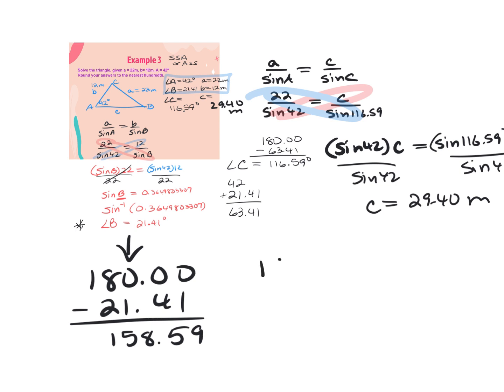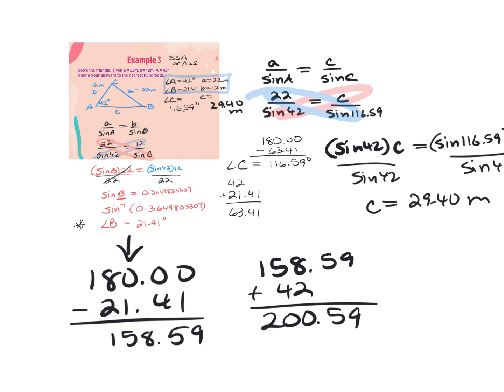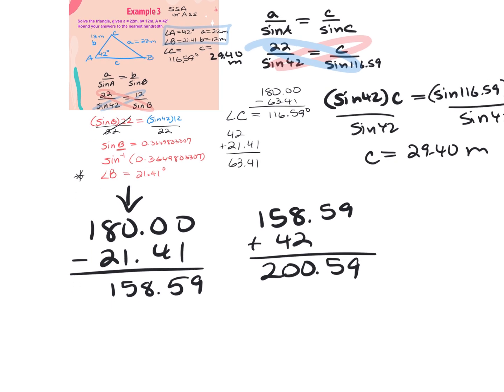So I'm going to take 158.59 added to the given angle, the 42. Notice when I add this, I get 200.59. There's nothing left for a third angle. This is too big, because remember, the three angles of a triangle need to add up to be 180. As soon as this number goes over 180, you're going to say, nope, there is no second triangle.